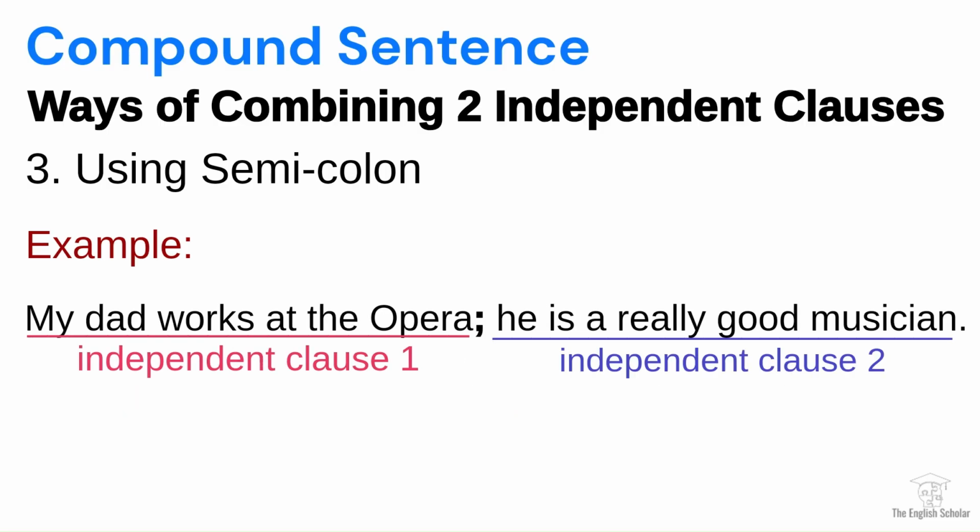Another example. My dad works at the opera. He is a really good musician. Here, there must be a reason why my dad works at the opera, and that is because he is a really good musician. When you think of it, it has the idea of and, so instead of using the conjunction, we just used a semicolon.